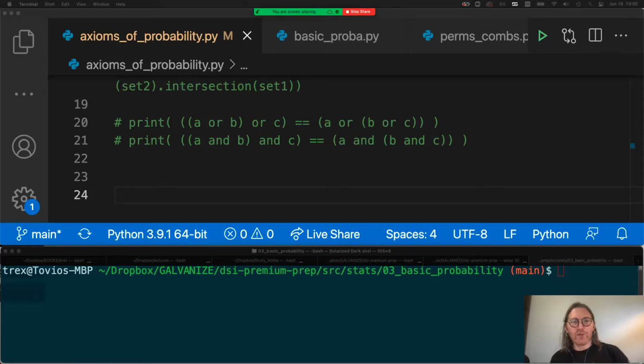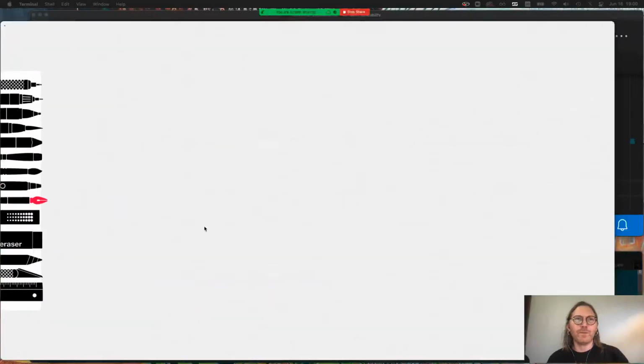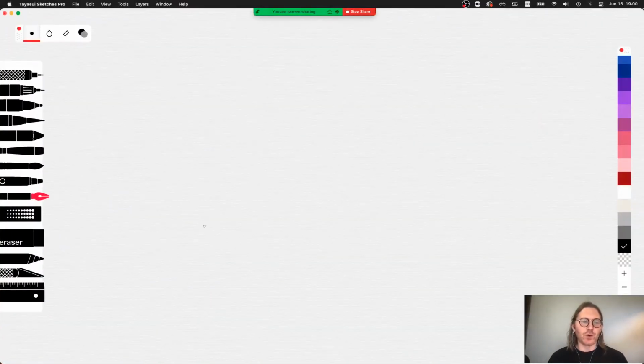And where we left off was looking at these axioms of probability. We looked at the commutative property and the associative property. I think those are pretty straightforward. They tie very easily in terms of union and intersection. But today we're going to look at a few that are maybe not quite as intuitive, and these are going to involve both unions and intersections.